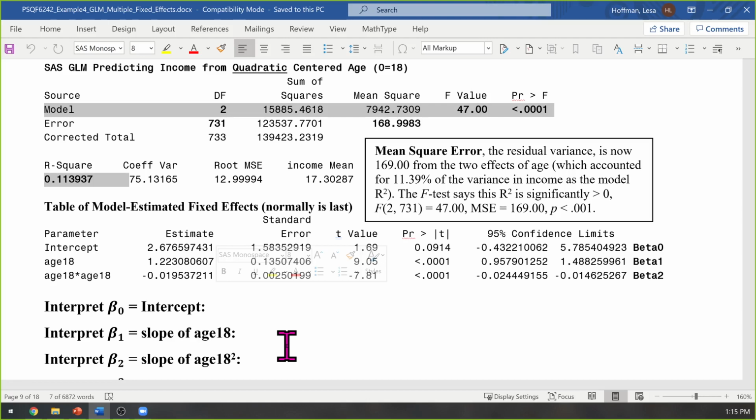Which number are we looking at? That's my question. Yes, this is an exercise in remembering where to look. So my question is, is the model R square significant?